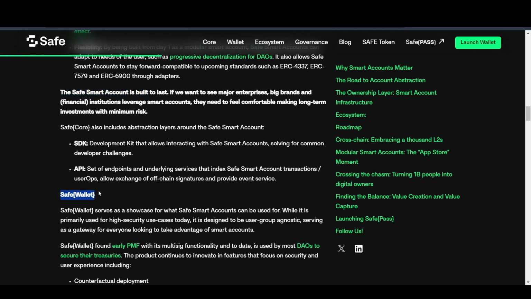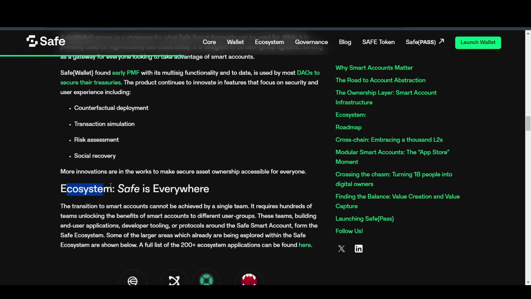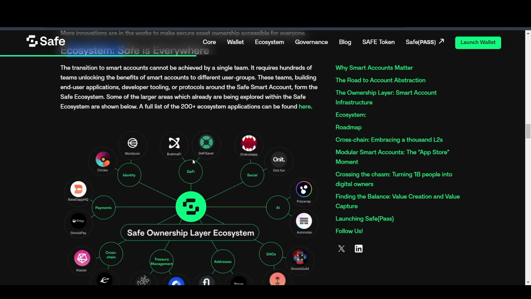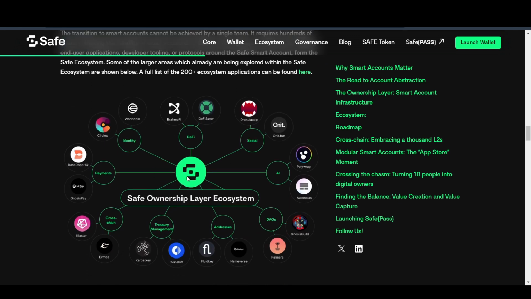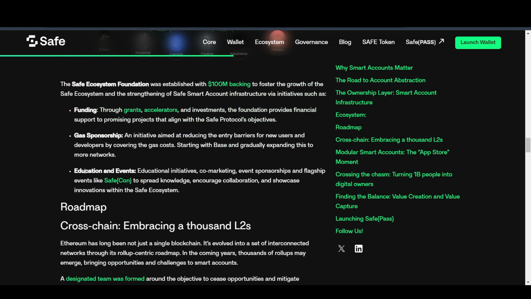So we also have Safe wallet, and this is the ecosystem. Safe is everywhere. As you can see, it's in identity, it's in DeFi, it's in socials, it's in DAOs, it's in addresses, it's in treasury management, it's in cross chain, it's in payments. So it's mostly everywhere. We also have the roadmap.